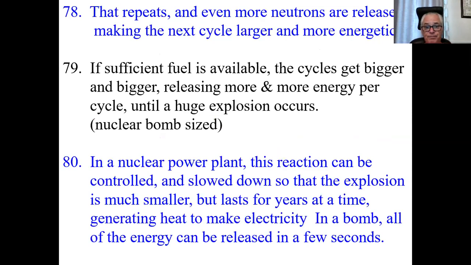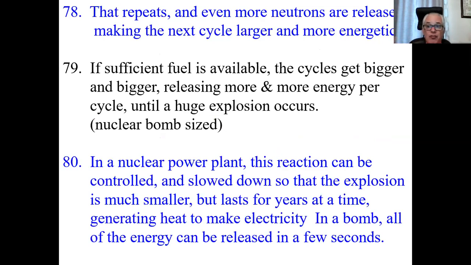Now, number 80, in a nuclear power plant, after scientists figured out how to let this go and explode bombs, which is one aspect of nuclear power, they said, wait a second, can we control this? Can we control this so it doesn't happen bigger, and explode big? Can we just get it going a little bit and then keep it going and keep it going, releasing heat for a long time? Because maybe we can make energy that way.